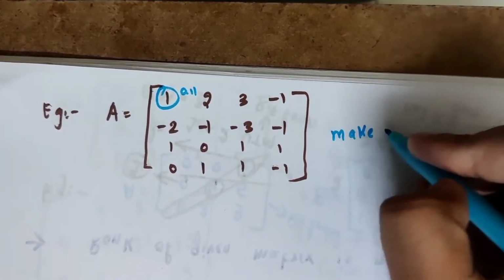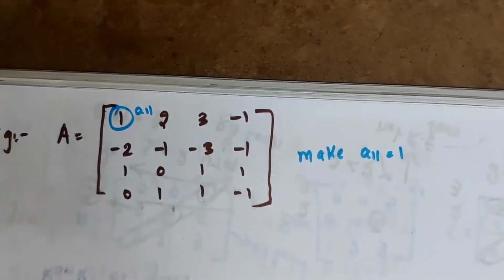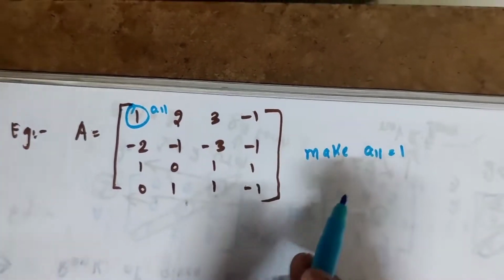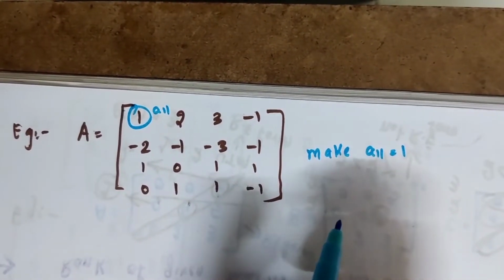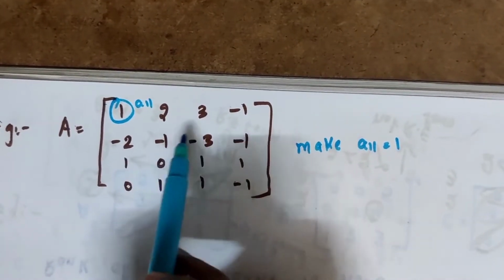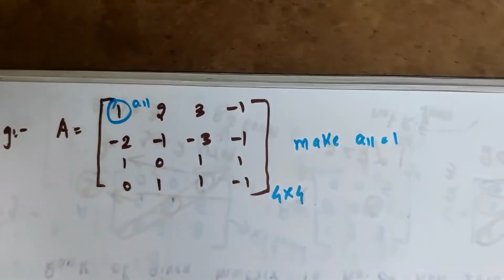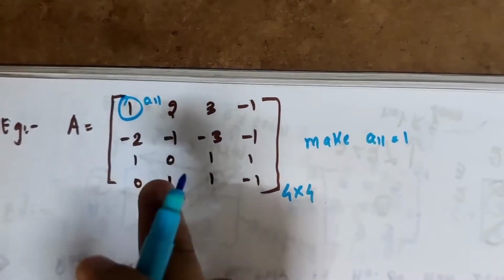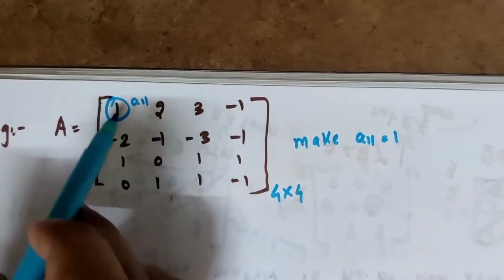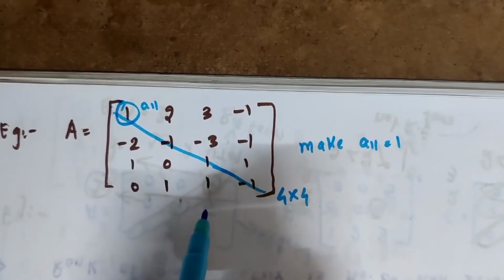Make A11 equal to 1. This is my suggestion, not mandatory, but in the normal form it was mandatory. Here this is optional, but I would suggest to make this 1. After making this 1, you have to convert this given 4 by 4 matrix into an upper triangular matrix. You know how an upper triangular matrix looks: below the principal diagonal all elements must be 0.